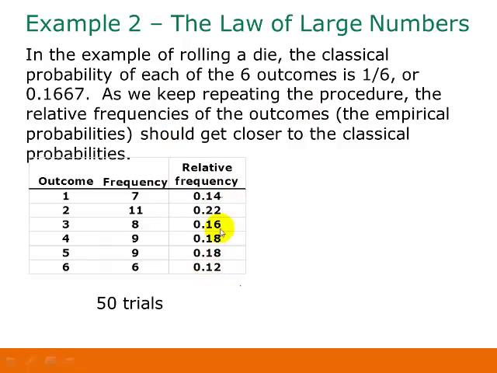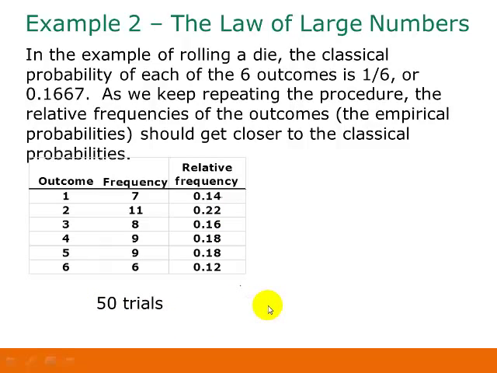And notice that some of them are fairly close to our classical probability of 0.1667, but some of them aren't that close. For example, the 2 came up more times than we probably would have expected, so the relative frequency here is 0.22. But again, this was only 50 trials. That's not really very many repeats of our procedure.